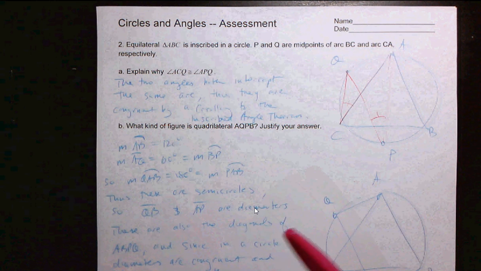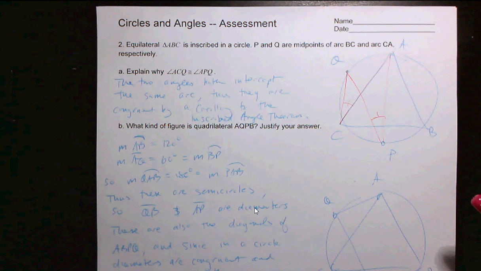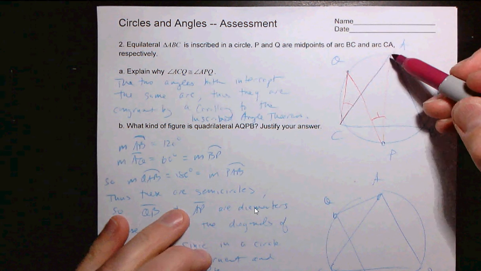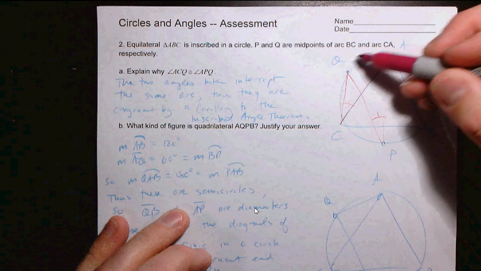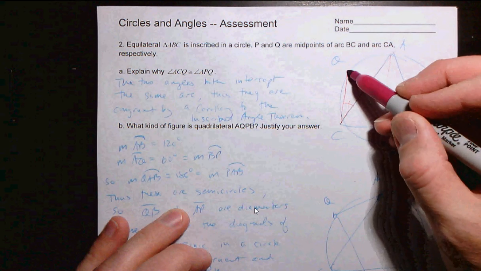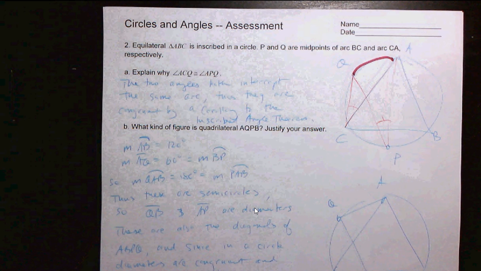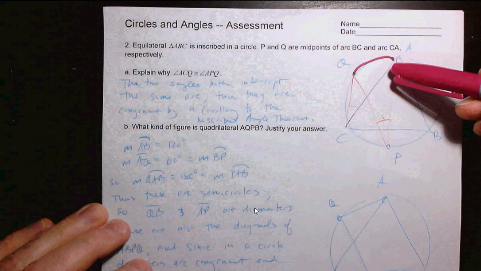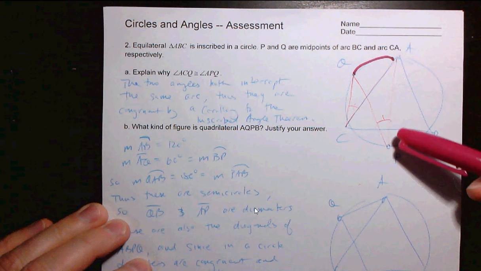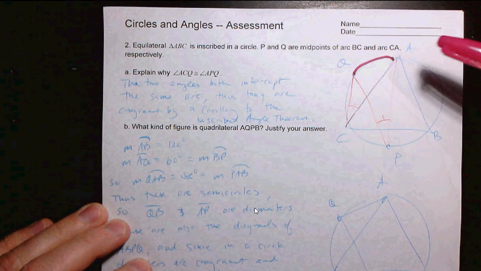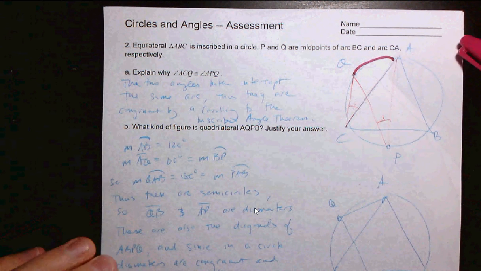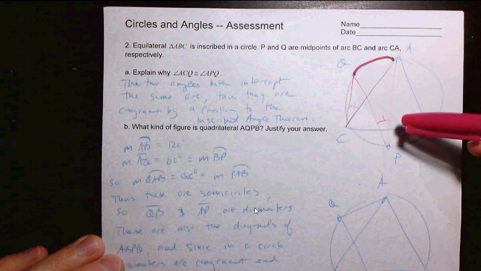Some of you did quite a bit of work actually computing the measures of these angles, which worked out just fine. But none of that's necessary because the key is that both of these angles intercept the same arc. They intercept arc AQ right here. The inscribed angle theorem says that the measure of an inscribed angle is half the measure of its intercepted arc, and a corollary of the inscribed angle theorem then says that if two inscribed angles intercept the same arc in a circle, then they're congruent. And that's all you had to say here in 2a.